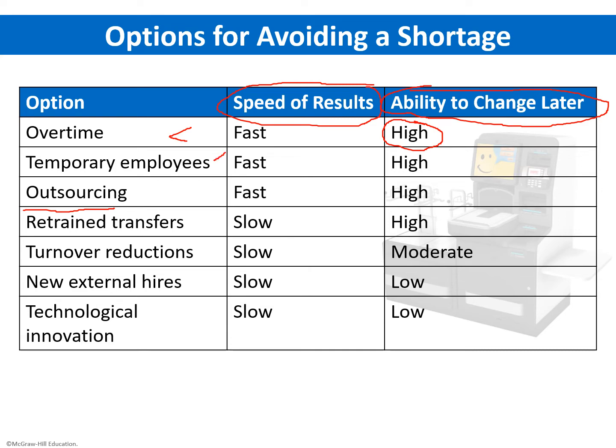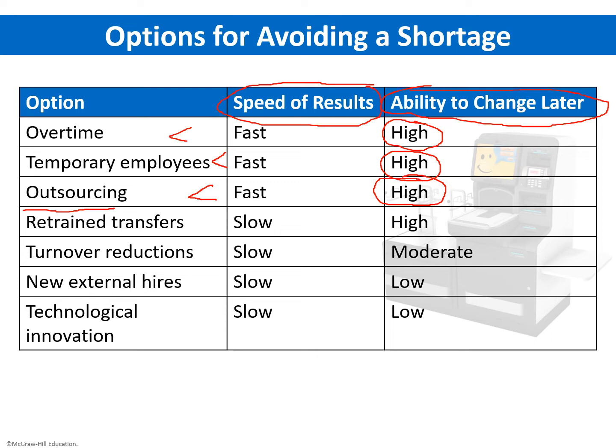Okay, we could hire temporary employees. That's also fast. And because they're temporary, the ability to change is also high. The challenge with hiring temporary employees obviously is we're going to have them for a short period of time, but we do have to invest in training them. We also can outsource different functions, meaning basically, as we discussed in previous units, we're going to hire another organization to take care of this function. And that can be fast as well. And because we can bring those services back in-house when we have the capacity to do it, the ability to change is fairly high.